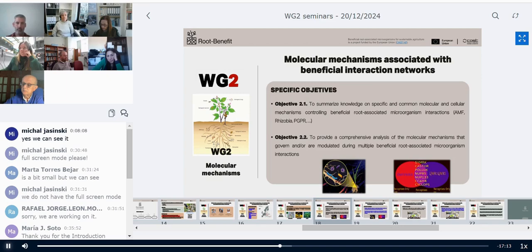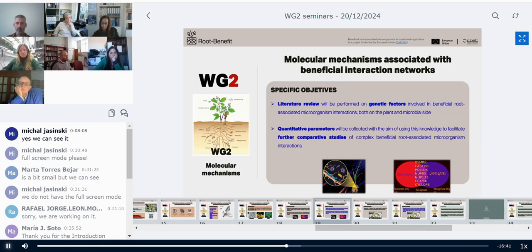So there are three specific objectives within this working group. The first is to summarize the knowledge that we already have on specific and common molecular mechanisms in these associations I already described, and to provide a comprehensive analysis of the different molecular mechanisms and how they are modulated in the different interactions, also in combined interactions, and how we are planning to achieve this. So mainly by literature review.